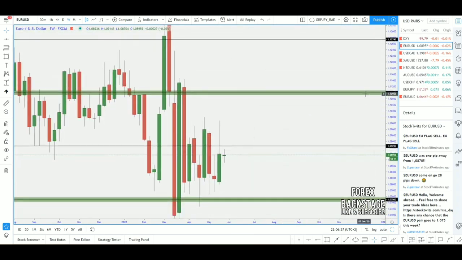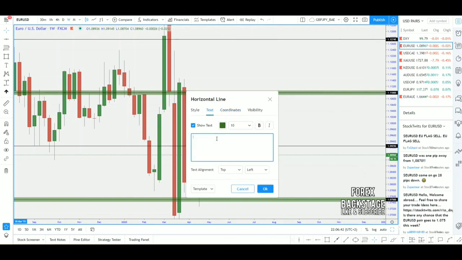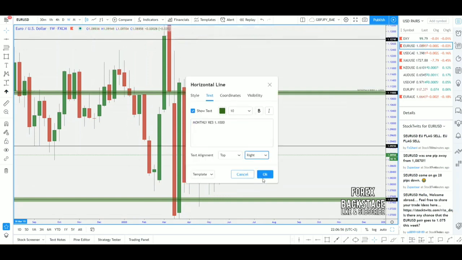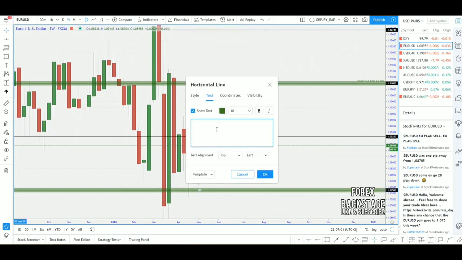So how I would do this is I would have an annotation there and probably say monthly resistance, because that's at the top. So that's monthly resistance at 1.100, right? And then make sure that that annotation is actually on the right. Don't forget that, actually on the right. So that's monthly resistance at 1.1, and then we've got monthly support at 1.07500, right? 1.07500, sorry. And that should be on the right as well.